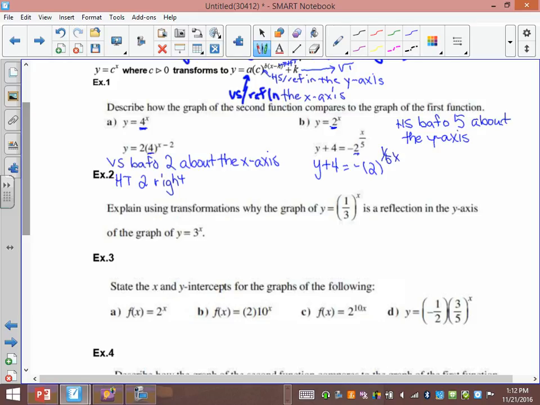Is this negative with the x? No, it's not in the exponent, so it can't be with the x. So it's a reflection in the y. Or sorry, in the x. Reflection in the x, because it's with the y. And then this is 4 up or 4 down? Down. If it's with the variable, you flip it. So if it's +4, it's actually 4 down.